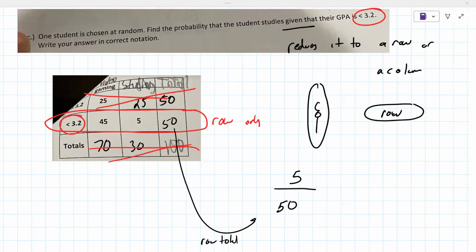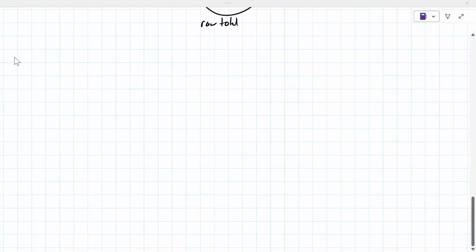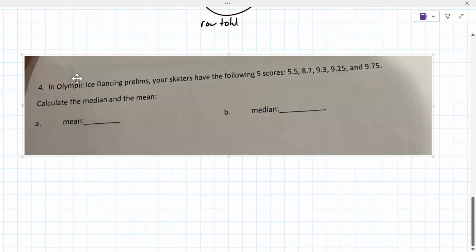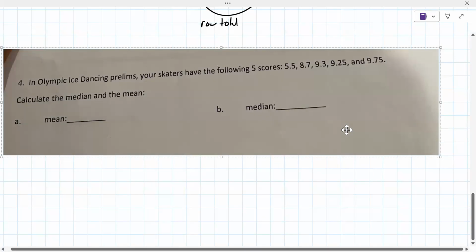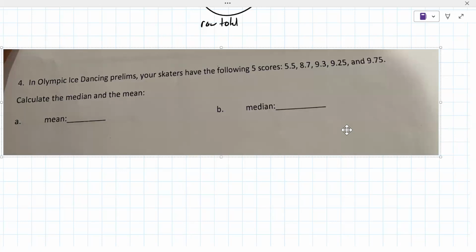Let's look at number 4 together here. An Olympic ice dancing preliminaries, your skaters have the following five scores: 5.5, 8.7, 9.3, 9.25, and 9.75. Calculate the median. The median is 9.3. How do you know that? It's because it's in the middle between two other numbers. That's true if the scores are in order. Are these scores in order?